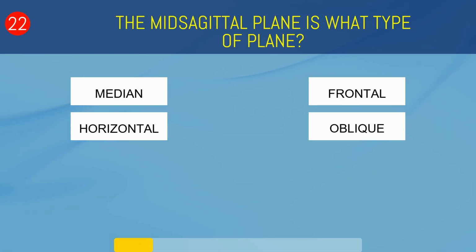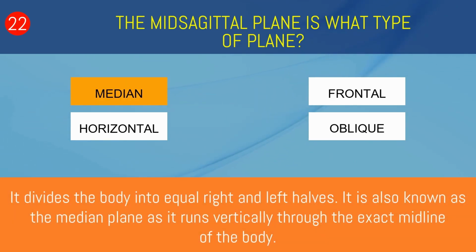The mid-sagittal plane is what type of plane? Median, horizontal, frontal, or oblique? Median. It divides the body into equal right and left halves. It is also known as the median plane, as it runs vertically through the exact midline of the body.